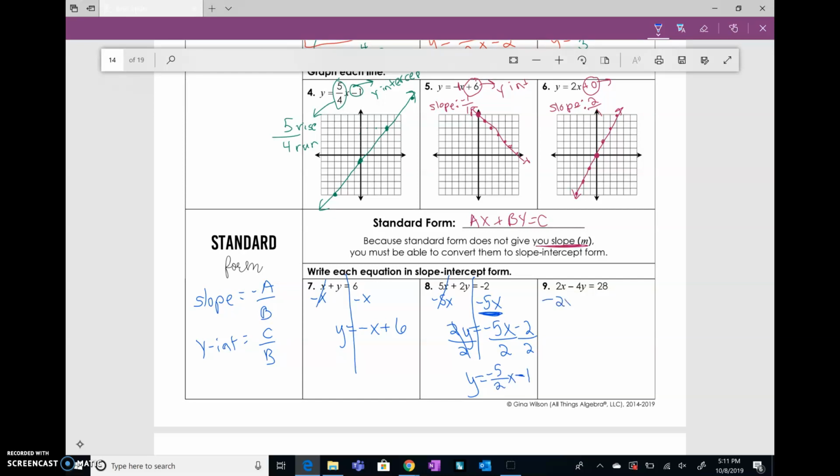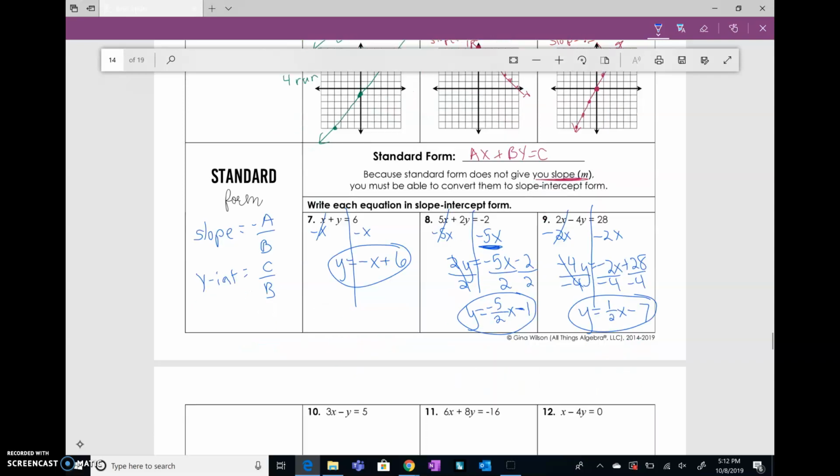Last but not least, I take away 2x. Take away 2x, so I get -4y equals -2x plus 28. And I divide by a -4, divide everything over here by a -4. So I get y, a negative divided by a negative is a positive. 2 divided by 2 is 1/2. So I'm going to put 1/2 x. And then 28 divided by a -4 is a -7. So these are your answers.